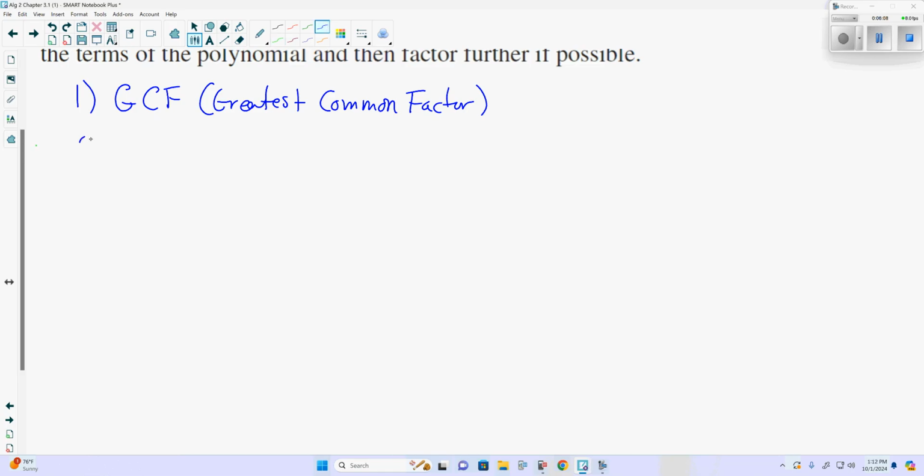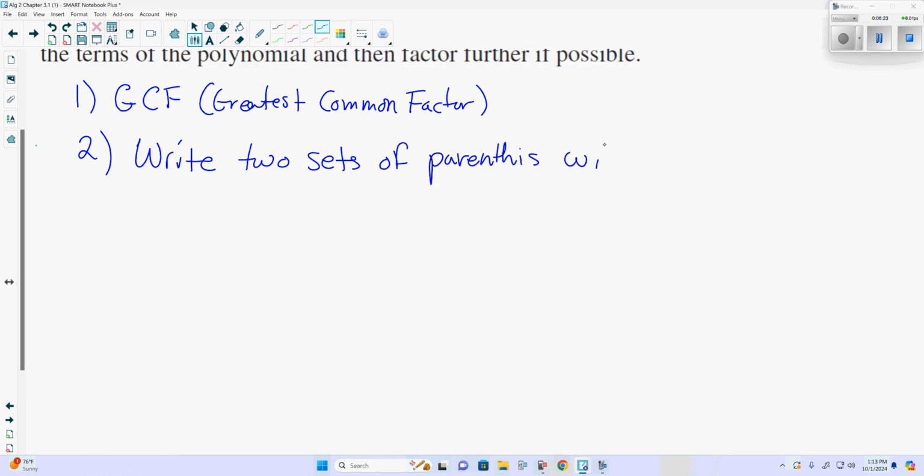Step number 2, we're going to write 2 sets of parentheses with 3 spaces. Our second step is to write 2 sets of parentheses with 3 spaces. We're getting it set up. We're getting the problem set up for factoring.